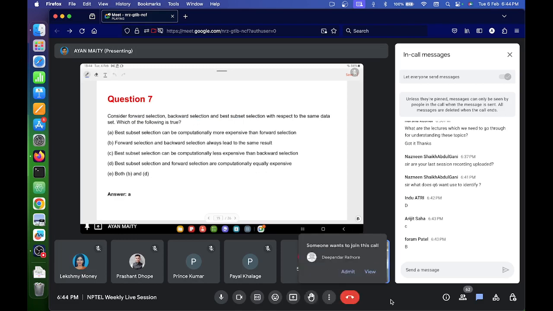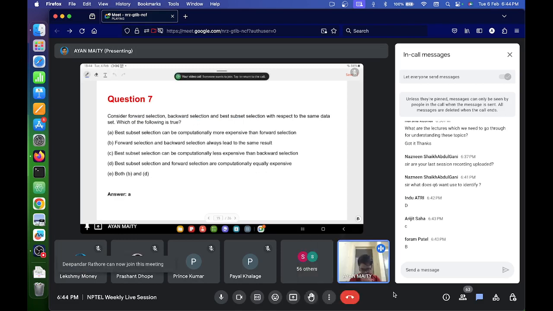So the correct answer is option A, which is best subset selection can be computationally more expensive than forward selection. We are considering three subset selection methods: forward selection, backward selection, and best subset selection. The first two methods, forward and backward subset selection, are greedy methods. They are not guaranteed to produce the best subset of features, because we are greedily adding or removing features in these two algorithms to get the final subset of features.